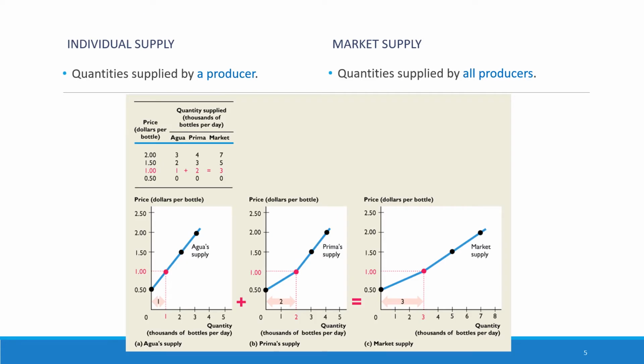Market supply means the total quantities of a product supplied by all producers. Assuming that Agua and Prima are the only two companies producing bottled water in a market, then the market supply of bottled water at $1 is 3,000 bottles per day, in which 1,000 bottles are supplied by Agua and 2,000 bottles from Prima.